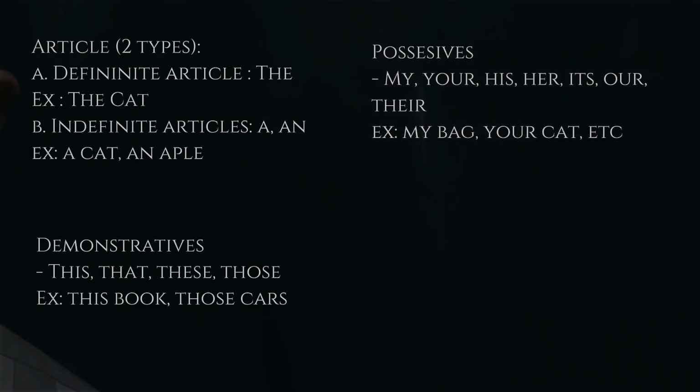For example, this book, this laptop, or this car. Yeah, those cars, like that. Okay, next is possessives. There are my, your, his, her, its, our, and their. For example, my bag, your name, your house, and anything. Okay, next quantifiers.